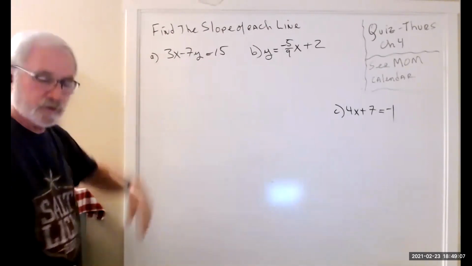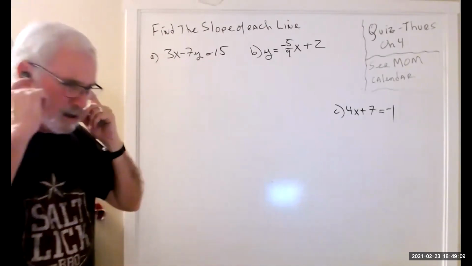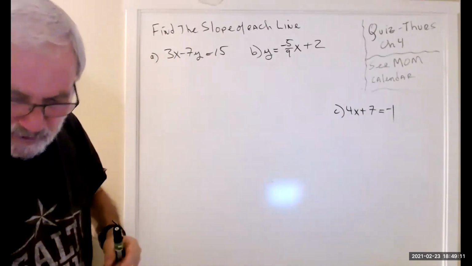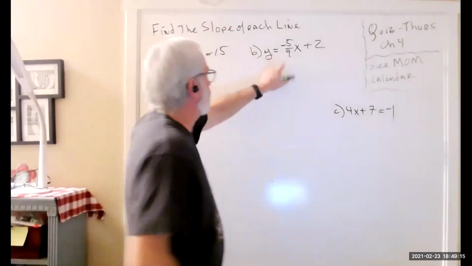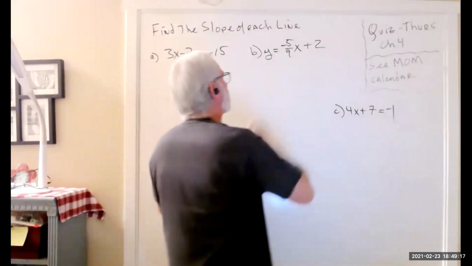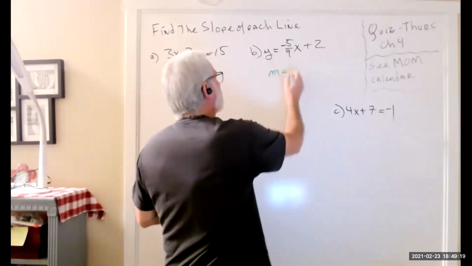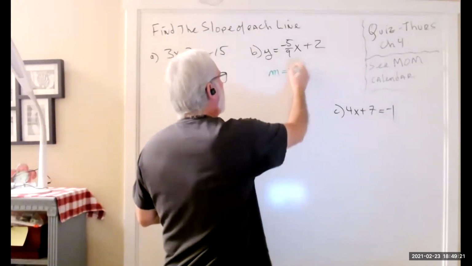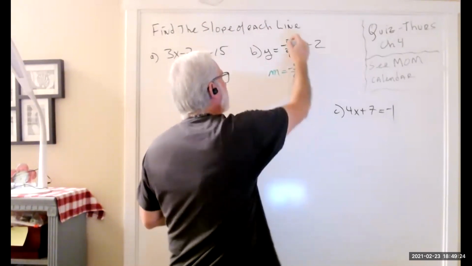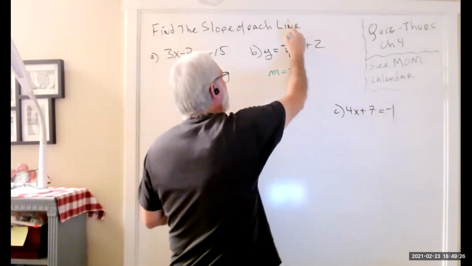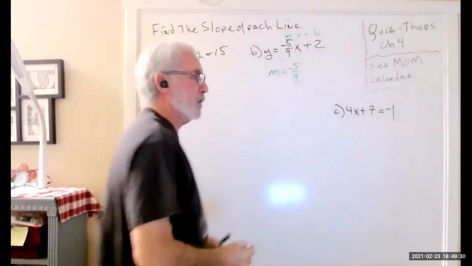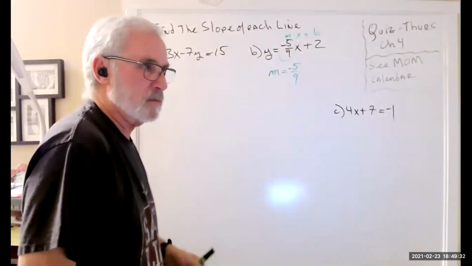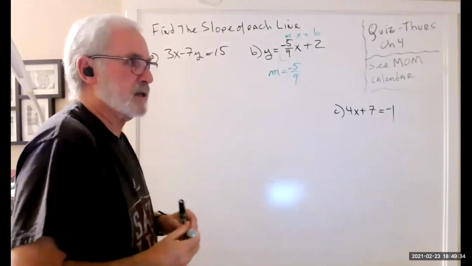Let's start with the easy stuff first. Okay, now I need a hearing aid. What's the slope of letter B? Anybody? Negative 5/9. When you see y equals mx plus b format, the m is your slope. You don't even have to think. You're done. That is your slope. Negative 5/9. That was easy.